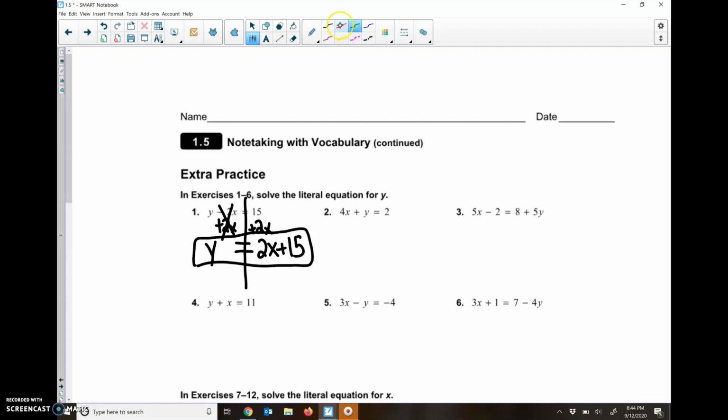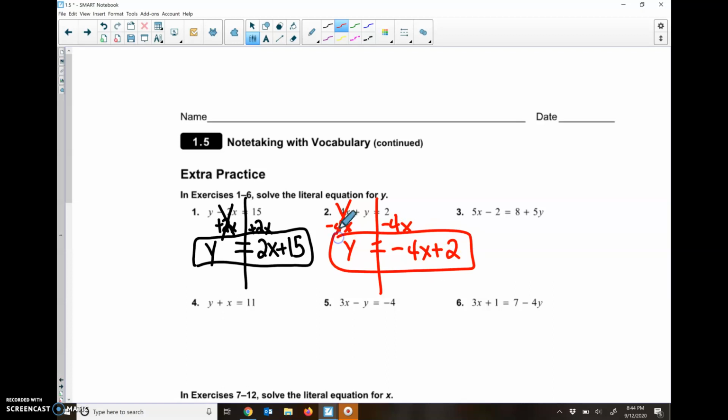Okay. Same thing on number 2. I'm going to solve for y. I need to get the y by itself, so I need to get rid of that plus 4x over there. The way I get rid of a plus 4x is by minusing 4x. 4x minus 4x cancels. Y is by itself. So now it says y equals, and now I have a negative 4x plus 2. So y equals negative 4x plus 2.